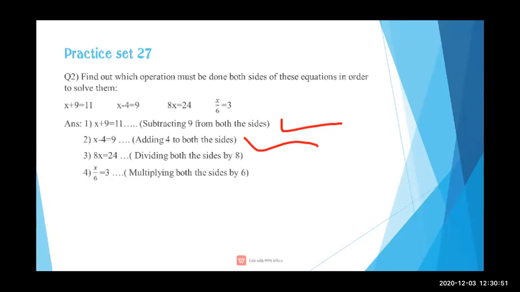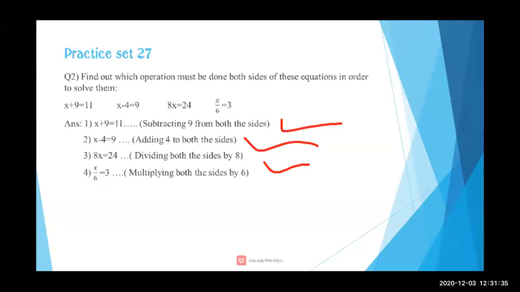Okay. Now the next, third one, is 8x equal to 24. Now 8x means 8 is multiplying x. So here the operation is multiplication. So the multiplication will change into division. So you will write dividing both the sides by 8. You can use dividing 8 both the sides also, or you can use dividing both the sides by 8. It is the same statement, just a little bit of change.